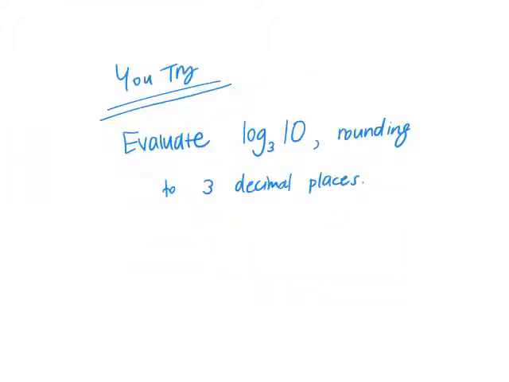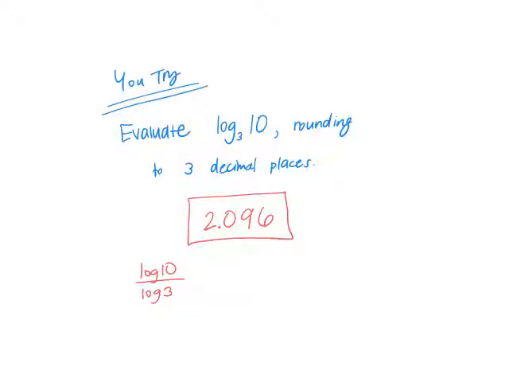Go ahead and try this problem. Evaluate log base 3 of 10, rounding to 3 decimal places. The correct answer is 2.096. If you don't have the updated version of a calculator, again, you would have had to type in log of 10 divided by log of 3.